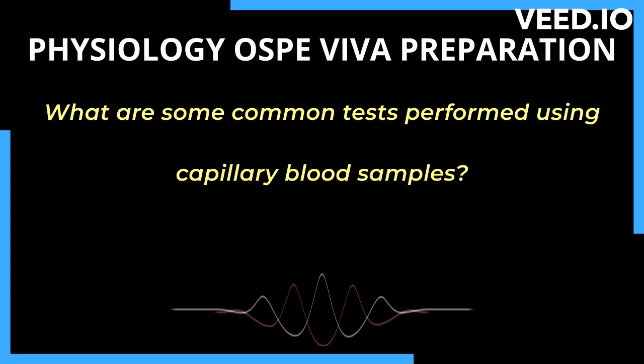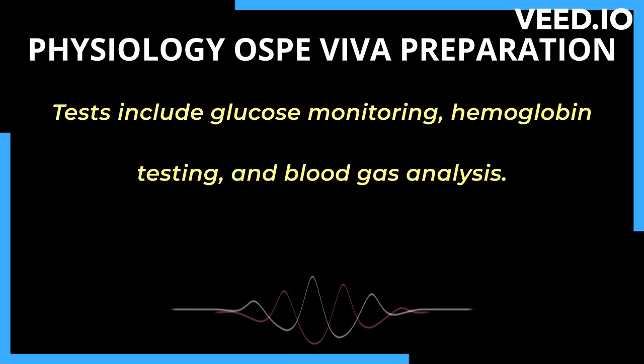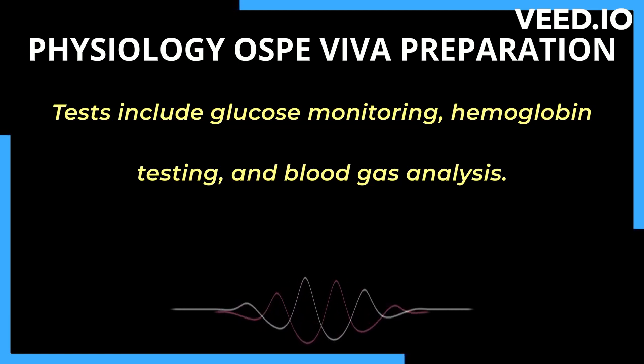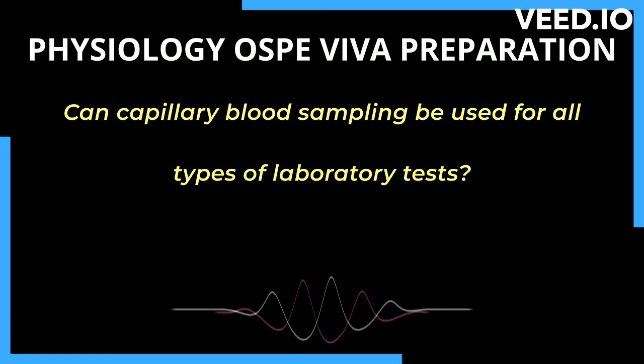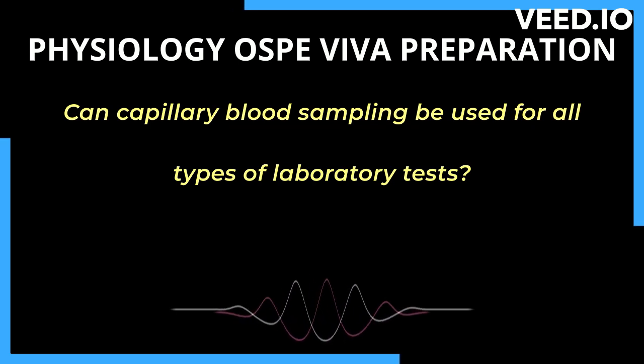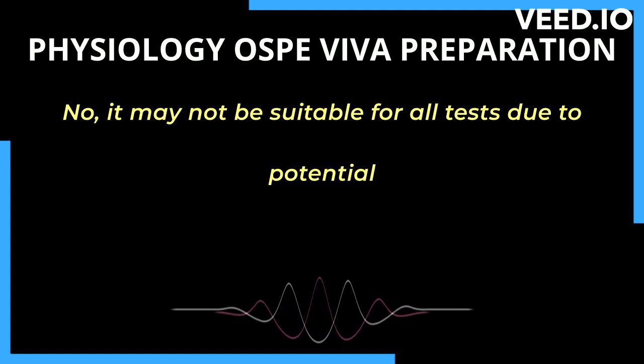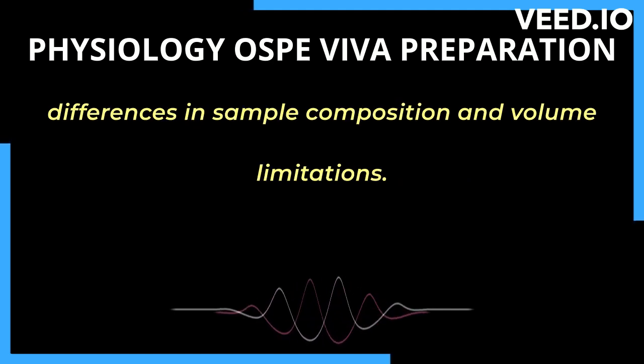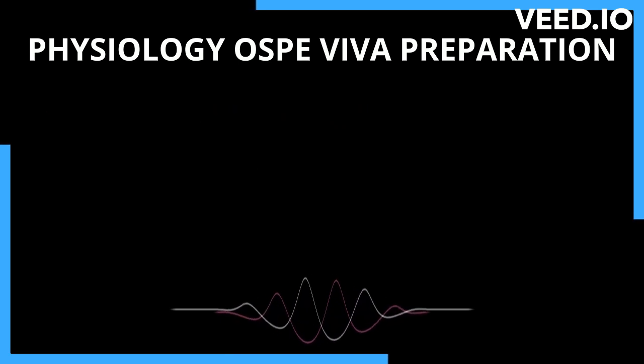What are some common tests performed using capillary blood samples? Tests include glucose monitoring, hemoglobin testing, and blood gas analysis. Can capillary blood sampling be used for all types of laboratory tests? No, it may not be suitable for all tests due to potential differences in sample composition and volume limitations.